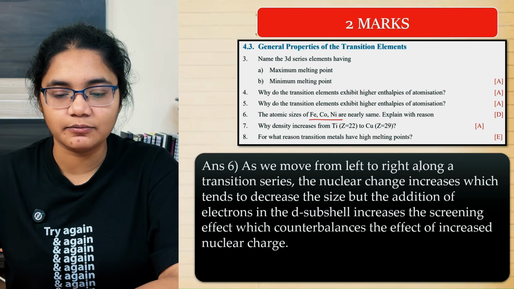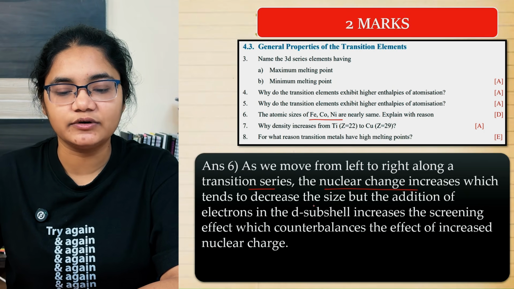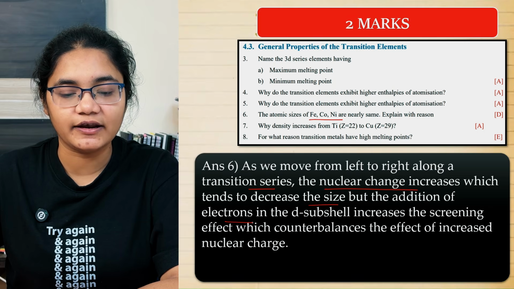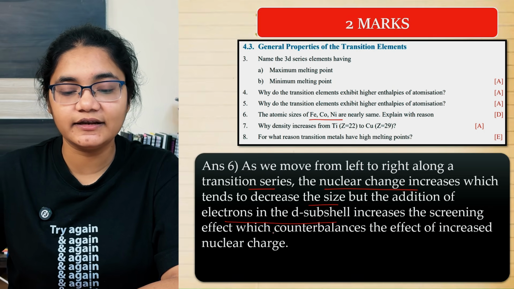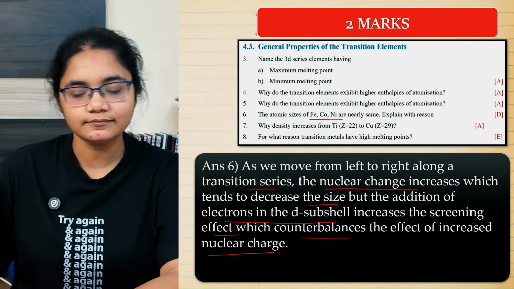So you can see as we move from left to right along the transition series, the nuclear charge increases, right, which tends to decrease the size. But the addition of electrons in the d subshell increases the screening effect and counterbalances the effect of the nuclear charge. Okay.